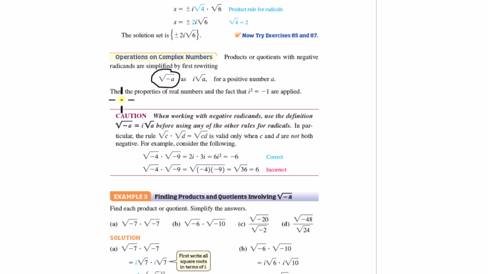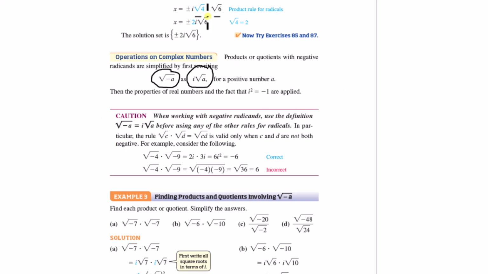Then from there it says the properties of real numbers and the fact that i squared is equal to -1 are applied. Once you get to here, now you can start operating with this with the rest of the math equation. And what is this? Well, you have i, that's the square root of -1, where i squared is equal to -1. And this is just like the principal square root of a positive number. And now you just go from there.